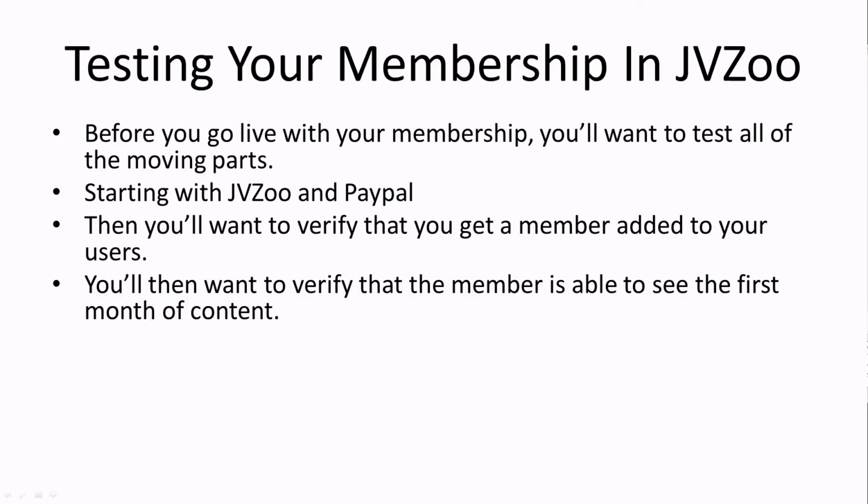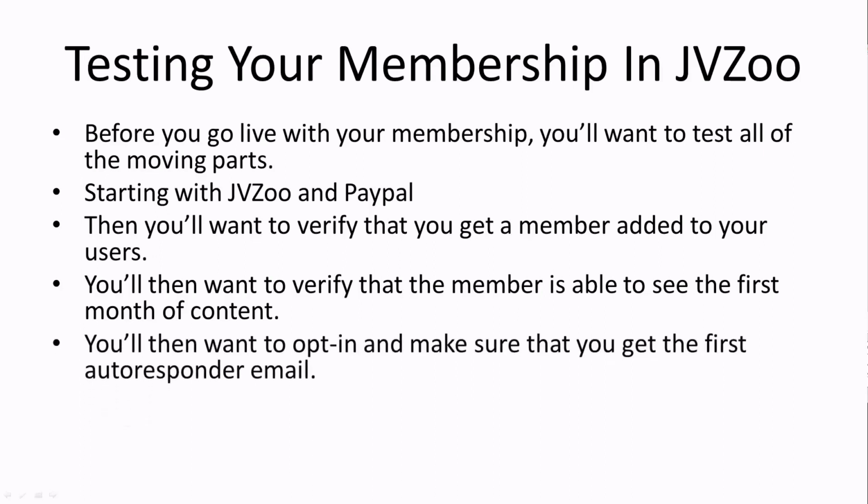month of content. So when you actually go through the testing process, make sure you use an email address that you're going to be able to check and you're going to be able to look at as if you were your own customer. You'll then want to opt into your list and make sure you get the first autoresponder email, because that's going to be a good indication that you're going to get the other one in 30 days.